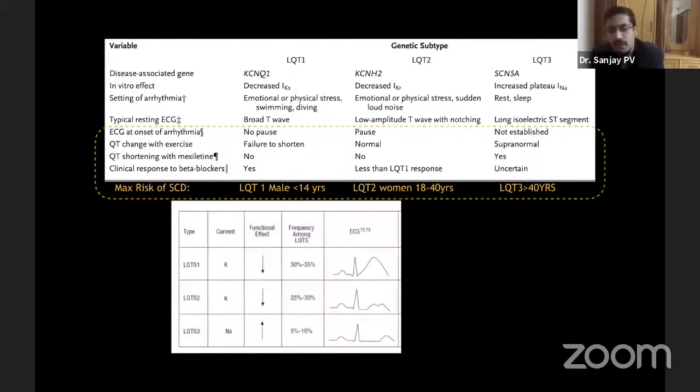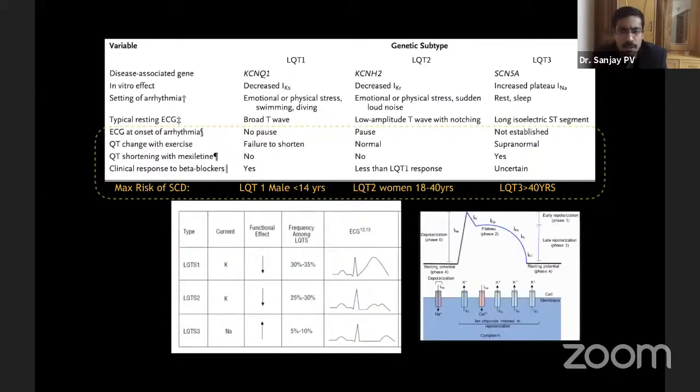So, an important note on the T-wave morphology, which I probably just brushed through. Long QT1 has a very broad-based T-wave. As you know, in the action potential, the IKS is responsible for the early part of the repolarization and IKR is responsible for the latter part of the repolarization. That's why in long QT1, where the IKS is involved, you have an increase in the duration from the onset of the T-wave to the peak of the T-wave.